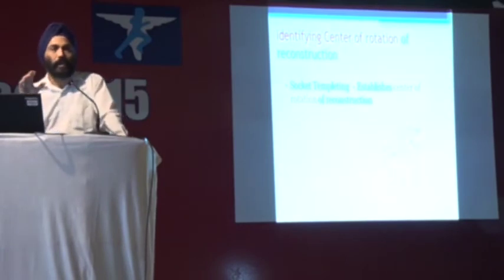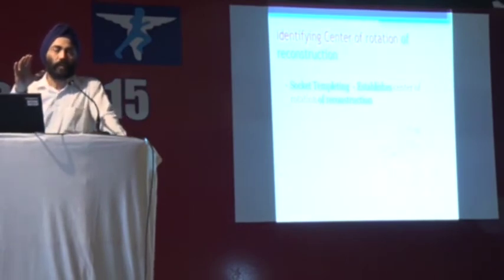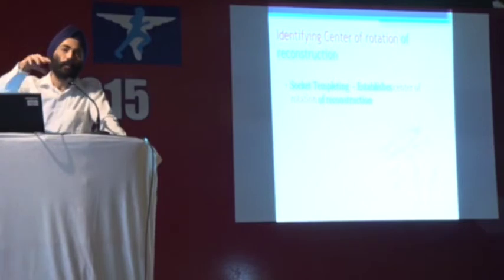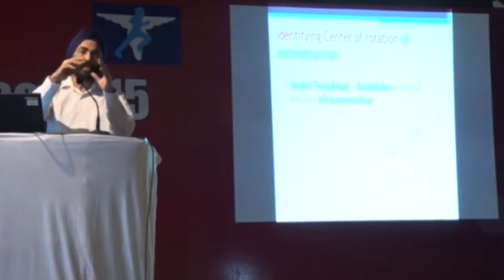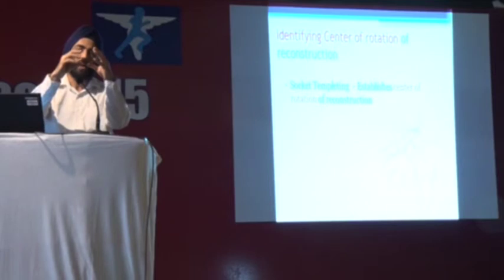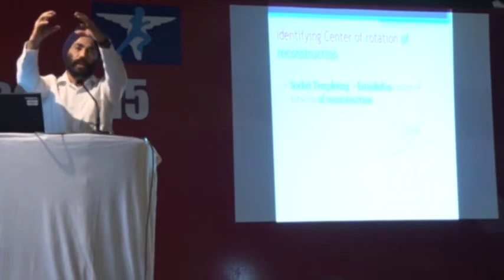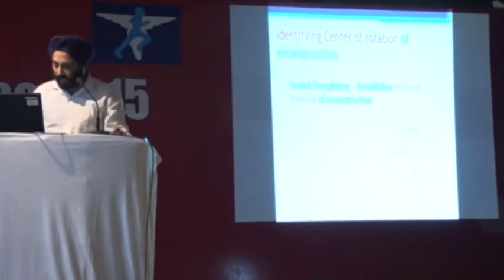So I think it's important whenever you see a radiograph to identify where the center of hip rotation is going to fall. Because the hip is a dynamic joint, and unless you identify a center of rotation where you have to bring your hip back, it's critically important.